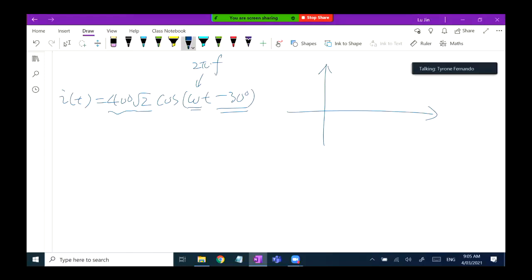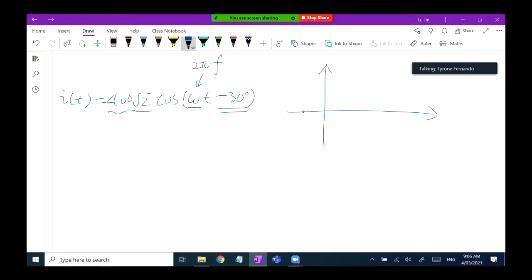So the shape remains the same as a cosine function. Because in this question the omega was not given, I don't know what the frequency is. We just assume that it is known, okay? And because the phase angle is negative 30 degrees, the whole thing will be shifted to the right by 30 degrees. But in the time domain, you will not be able to see the degrees because we are using time as the horizontal axis.